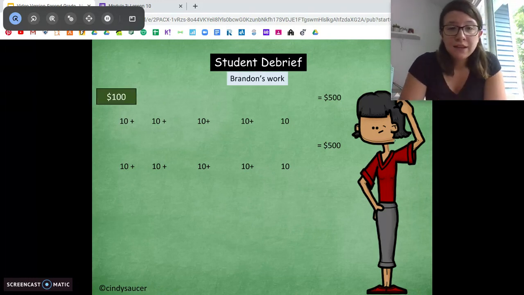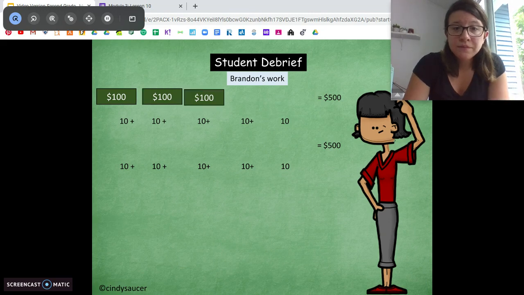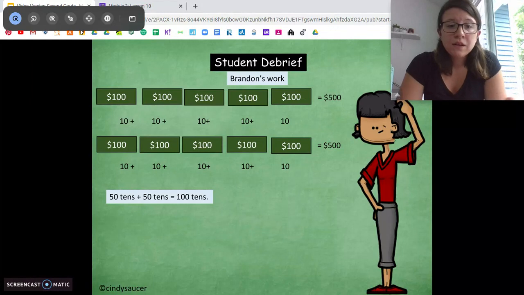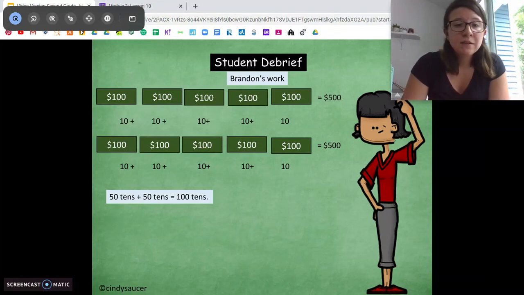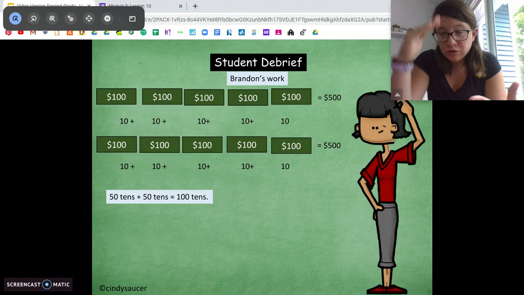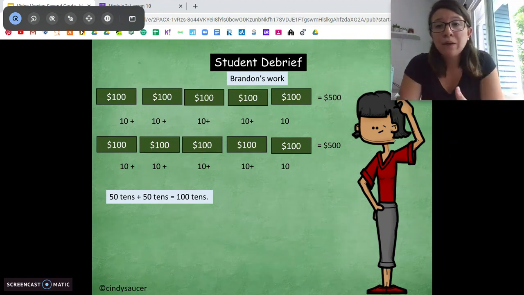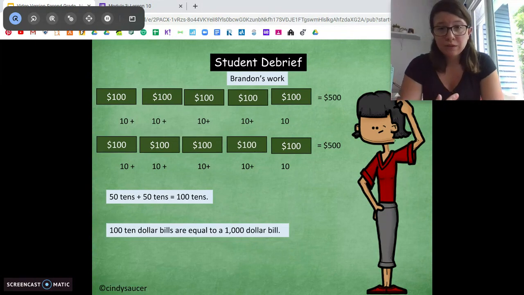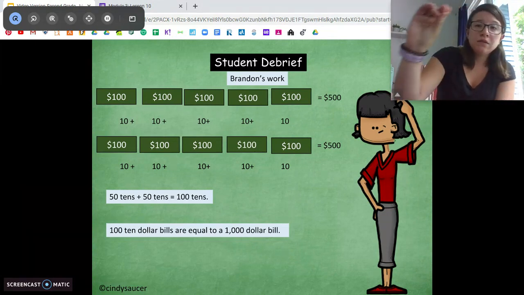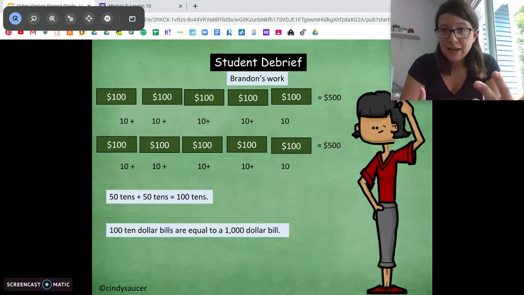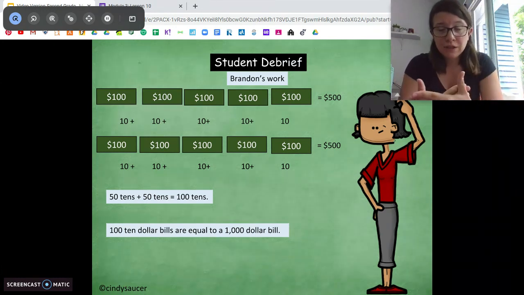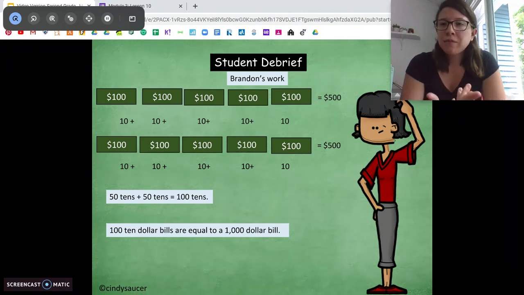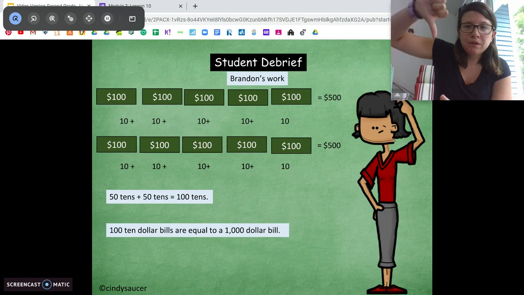He used $100 bills, counted to 500, and then noticed that there were 50 tens plus 50 tens in each set of 500, so that would equal 100 tens. So 100 $10 bills are equal to a $1,000 bill. So he used the $100 bills and broke it down into tens because he knew the relationship between hundreds and tens. Did you solve the problem this way or a different way? Thumbs up or thumbs down.